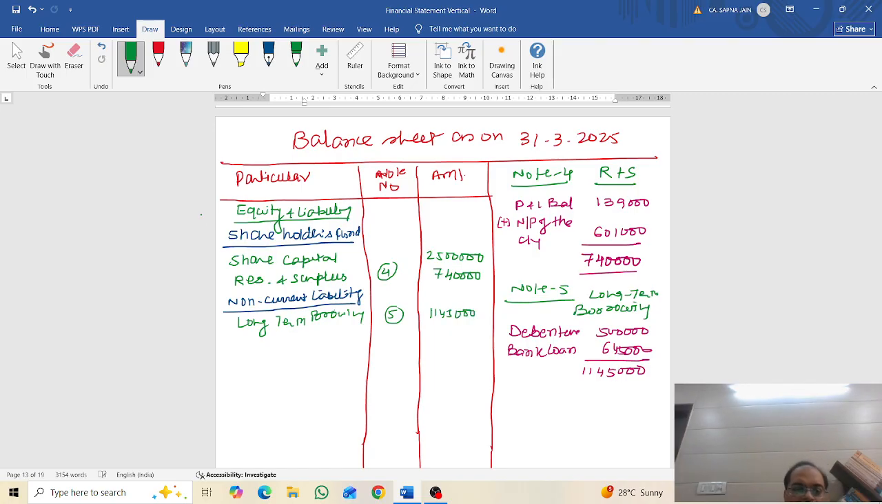Number first item is long-term borrowings. Number second item is the deferred tax liability. Number third item is the other long-term liabilities. Number fourth item is the long-term provision. No other item is given in the question.